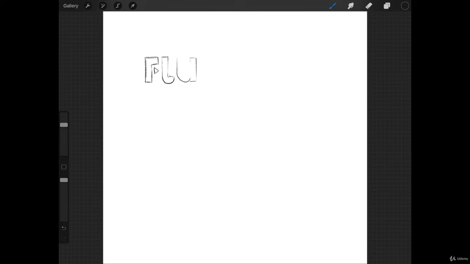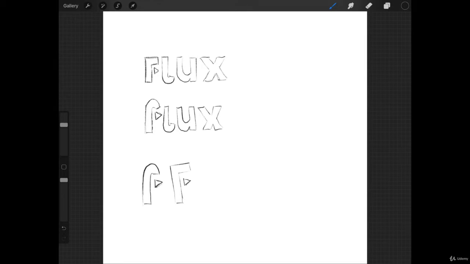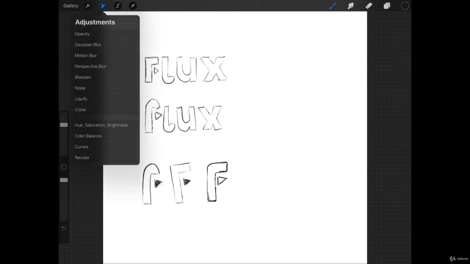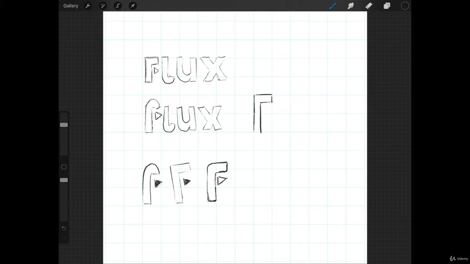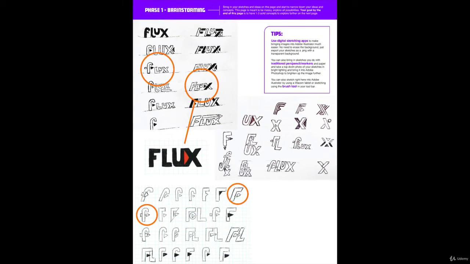Welcome to Phase 1, the brainstorming process. As we saw before, the sketching process is an incredibly important part of the concept development stage. What it does is it helps us get through our rough ideas on paper, but also helps us quickly decide if a concept will work or not, making this a huge time-saving step.